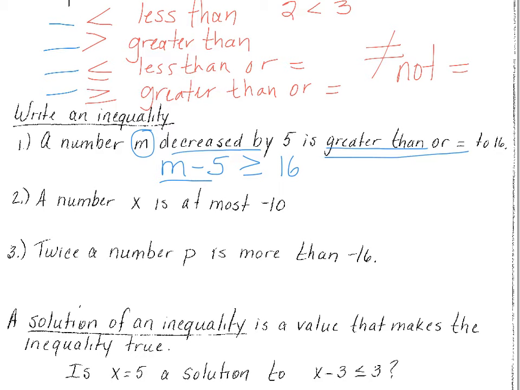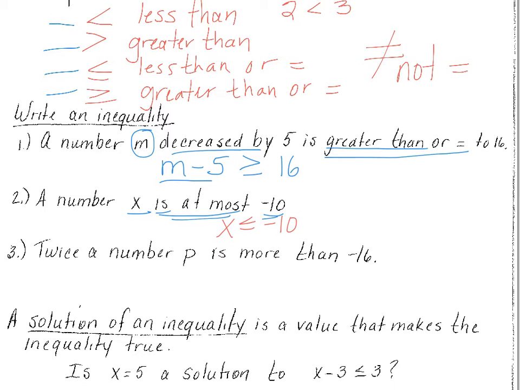Number 2 says a number x is at most negative 10. At most. Can x be more than negative 10? It can't be any higher than negative 10. So we have to say x is less than or equal to negative 10.